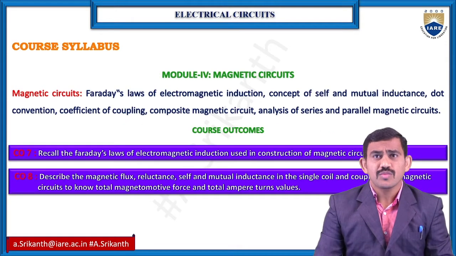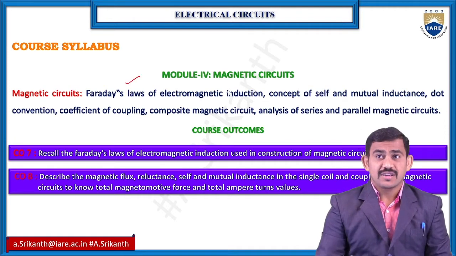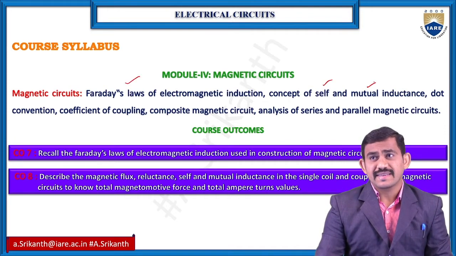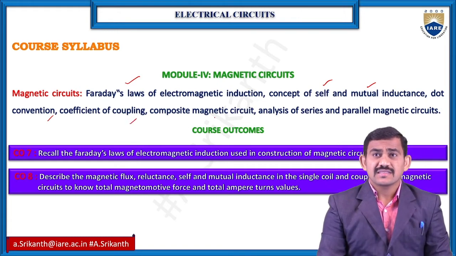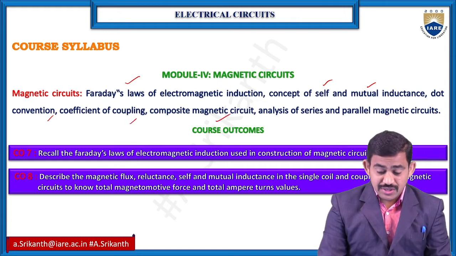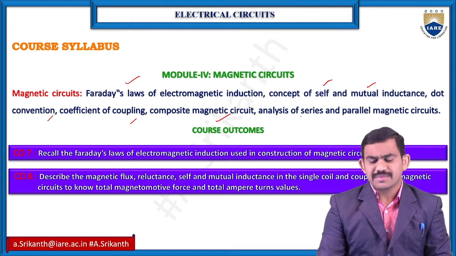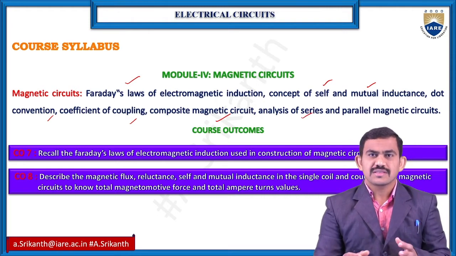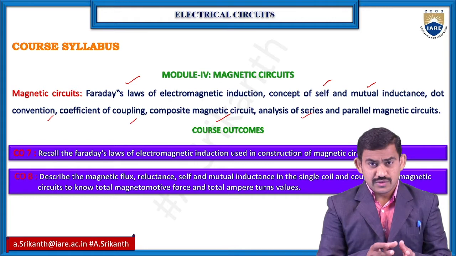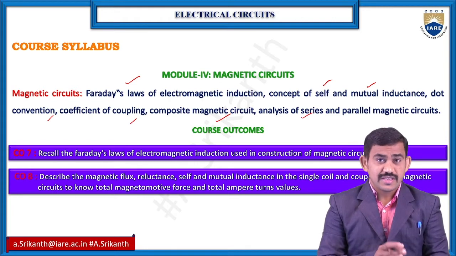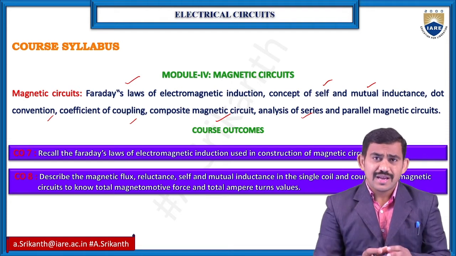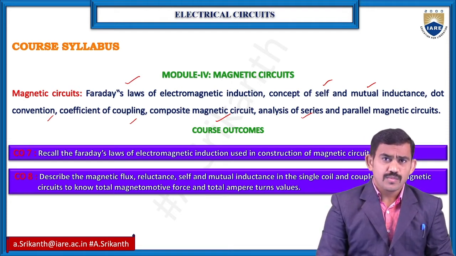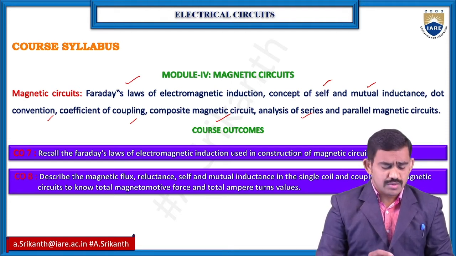Coming to the fourth module, we have Faraday's law, self and mutual inductance, dot convention and coefficient of coupling, composite magnetic circuits, and analysis of series parallel magnetic circuits. These are basic topics related to our physics, where we also know some logic. Here we again have 2 course outcomes.